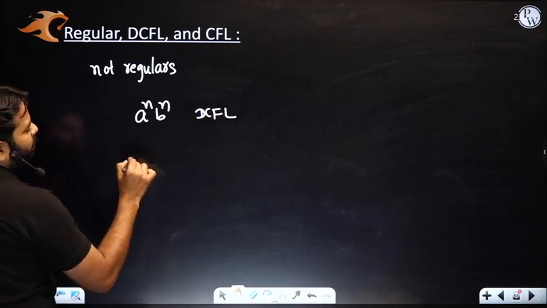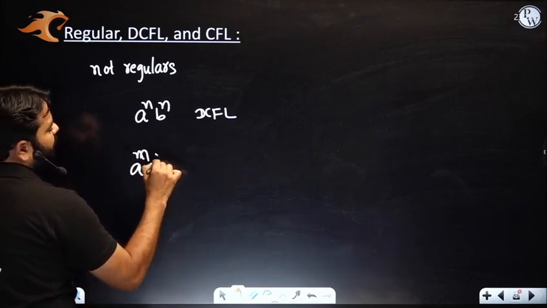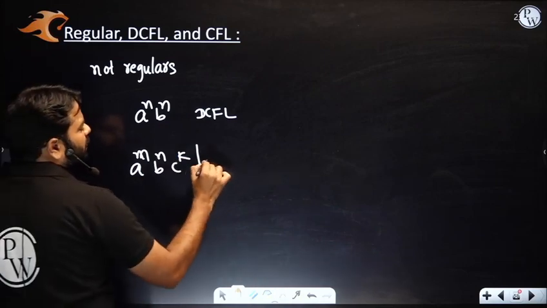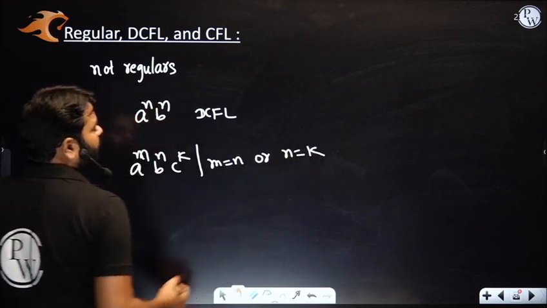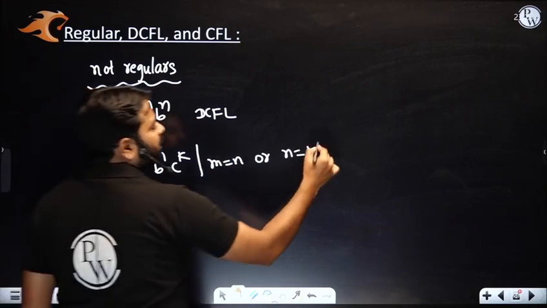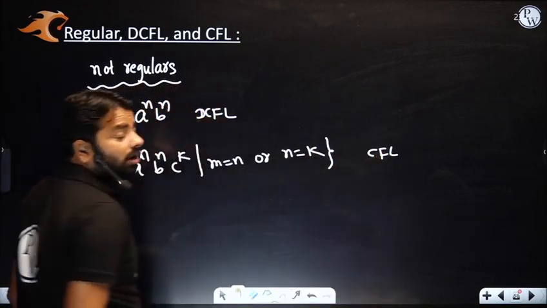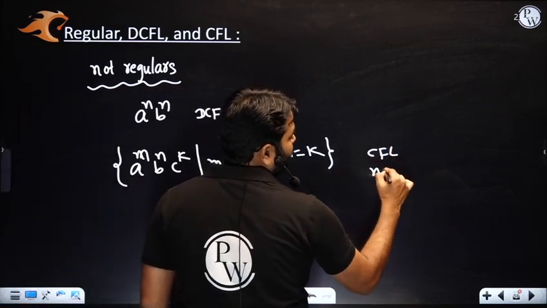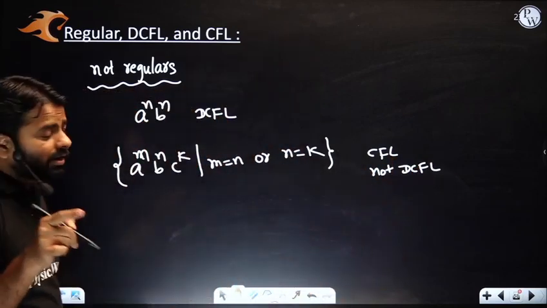Whenever I say A power M, B power N, C power K, such that M equal to N or even N equal to K, this is also not regular, no doubt. It's also not regular, but this is what? A CFL, which is not a DCFL. You know that it is not a DCFL, but still it is not regular.